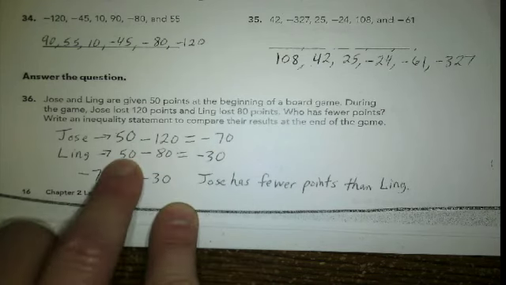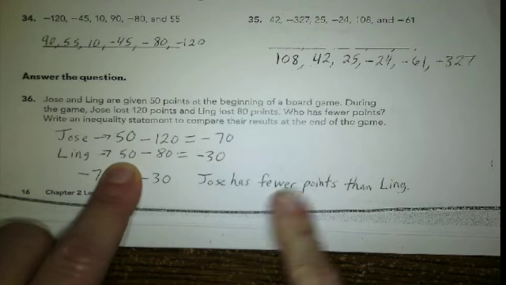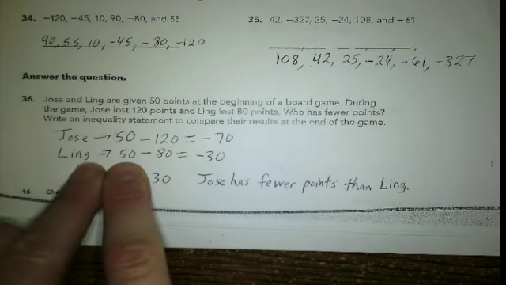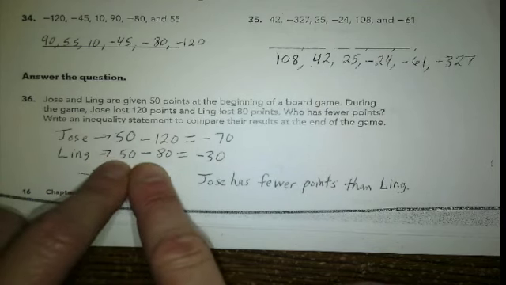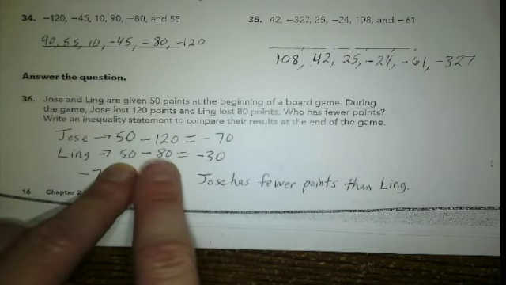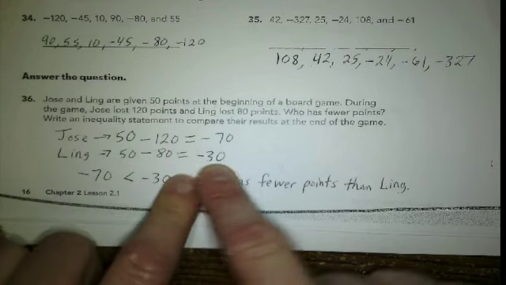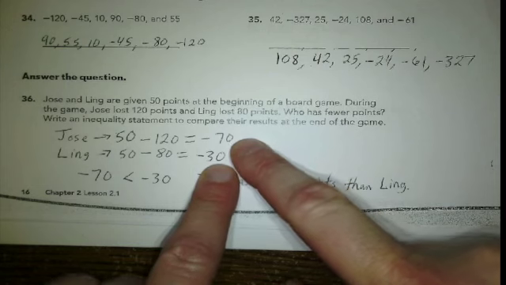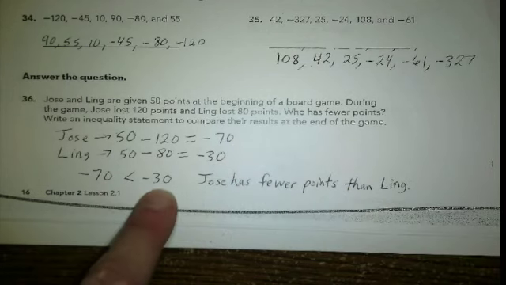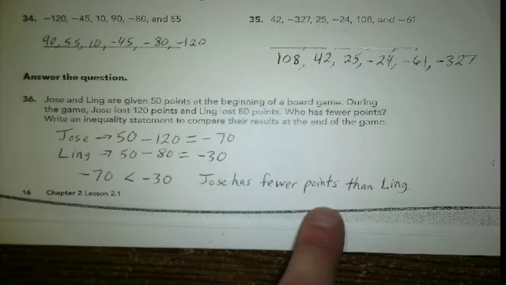If this person Ling starts at 50, and he loses 80 points, the first 50 gets him back to 0, and then there would be an additional 30 in order for him to lose the 80 to get to -30. So now you're looking at comparing these two numbers. -70 is less than -30, so Jose has fewer points than Ling.